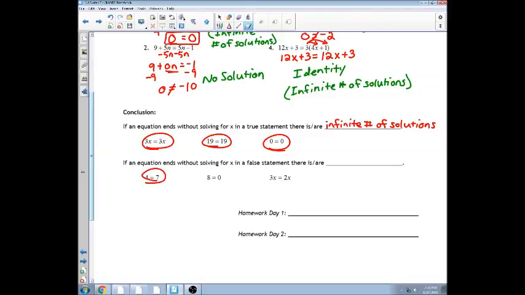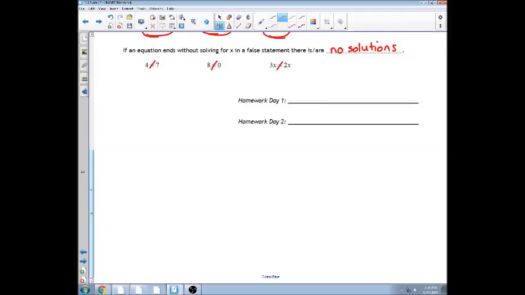Okay? If an equation ends without solving for x in a false statement, so like 4 does not, in fact, equal 7, right? That does not equal 7. 8 does not equal 0. 3x does not equal 2x. Then there is or are no solutions to that problem. It just means there's nothing I can put in place of x in order to make the equation true, or whatever variable I have at the time.